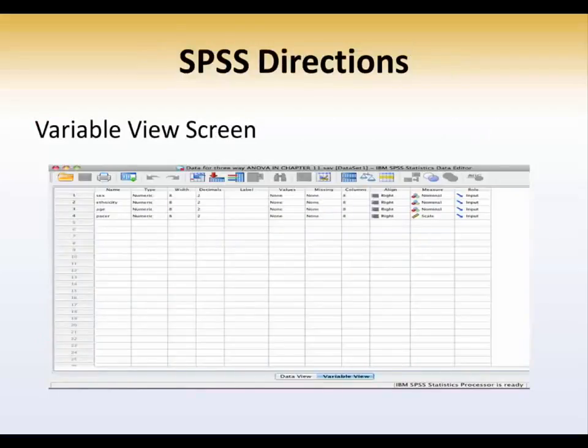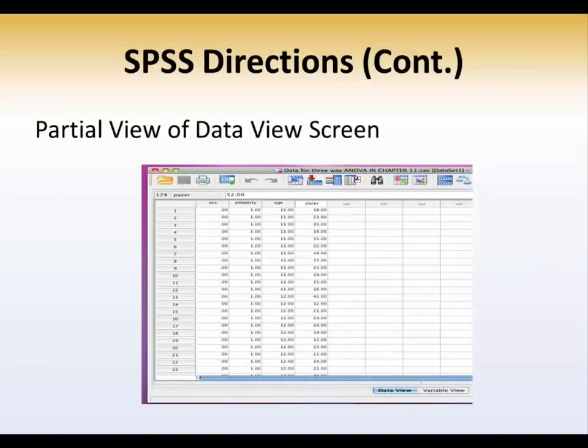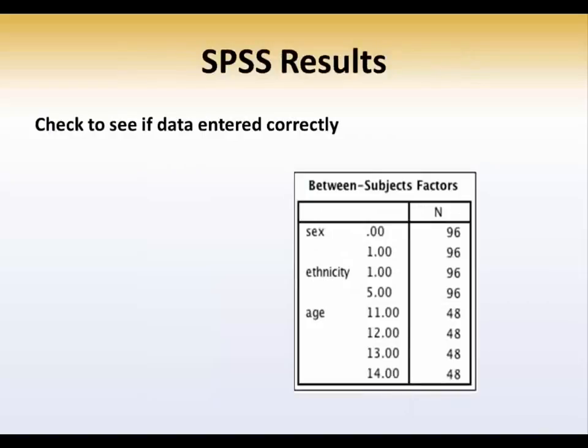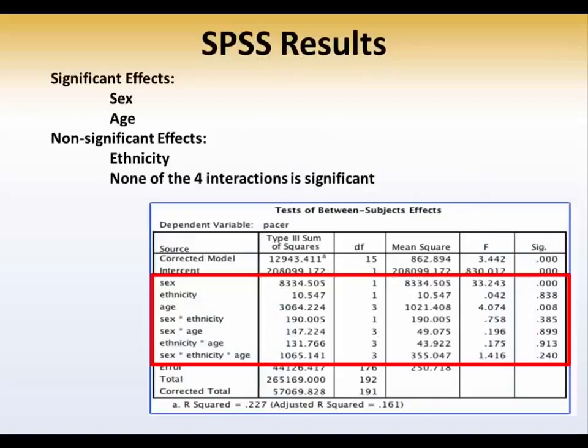Here's the variable view screen. Here's a partial view of the data view screen. Once we've run SPSS, you confirm that you have the appropriate number of subjects. So you have a total of 96 males, 96 females, and so forth. Here are the SPSS results.